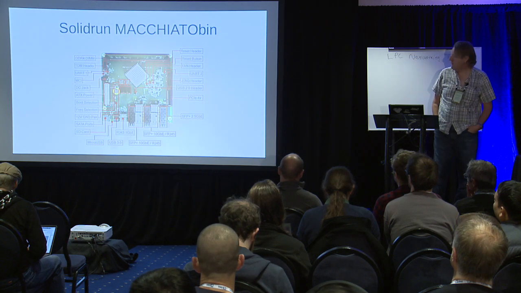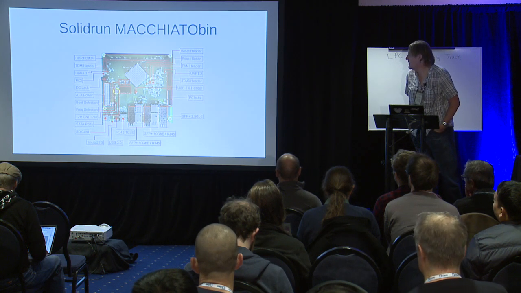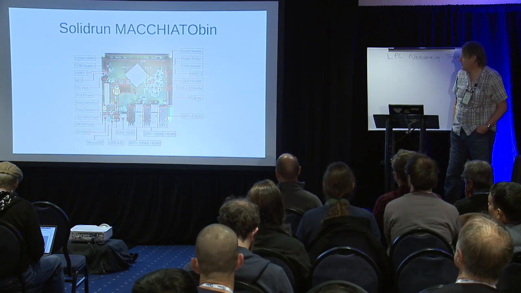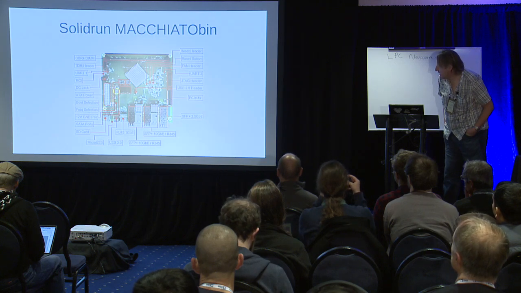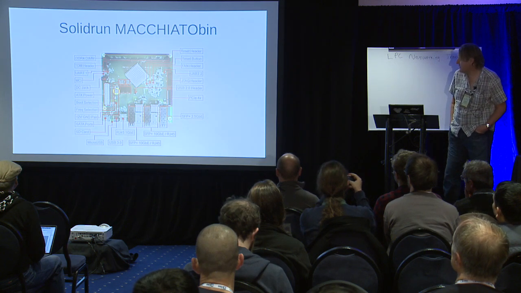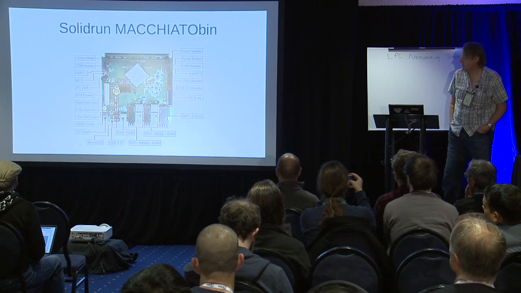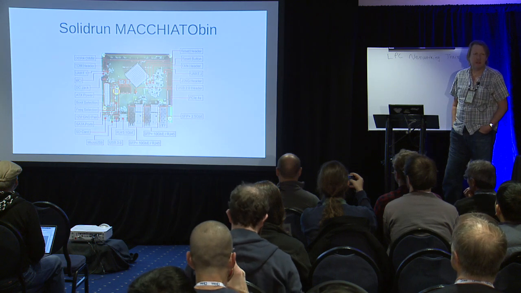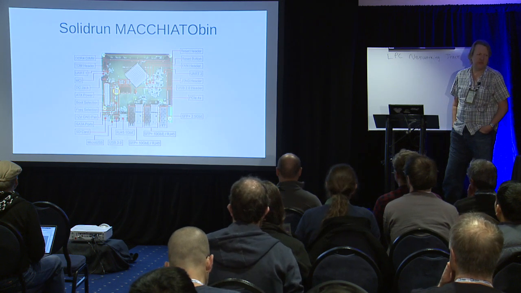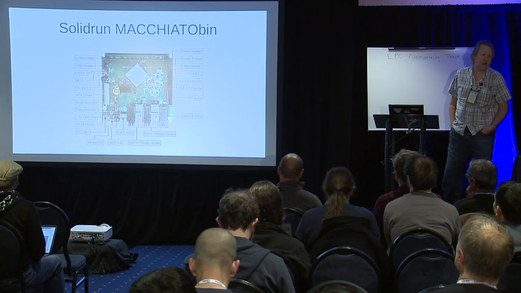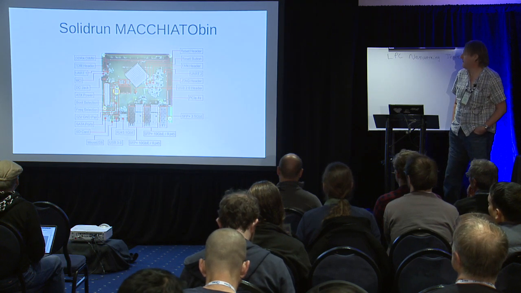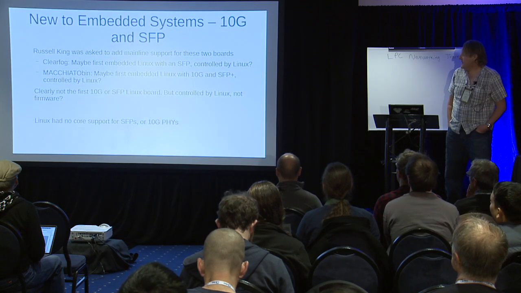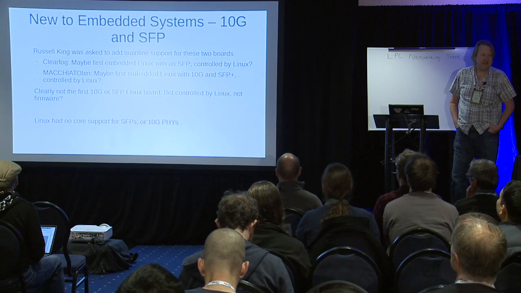And then after that came this interesting board, which is more of a reference design. It brings everything out you could ever want from this chip. But the interesting things here are it's got three SFPs, and it's got two 10 gig Ethernets, which for an embedded system, yeah, that's pretty powerful. But that's the way things are going. And it can also do 2.5 and 5 gig.